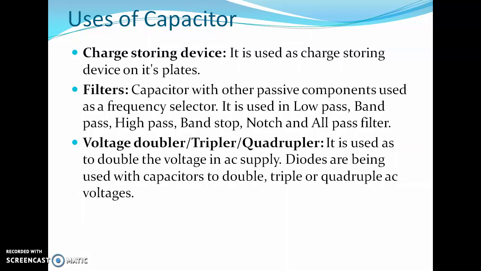Capacitor is also used as a filter in an electric circuit. So it is used in low pass, band pass, high pass, band stop, notch and all pass filters. Okay. So it is also used as voltage doubler, voltage tripler, voltage quadrupler. So it can boost the voltage. Another application we frequently see is our ceiling fan. So in that ceiling fan, a capacitor is used to store charge, right?